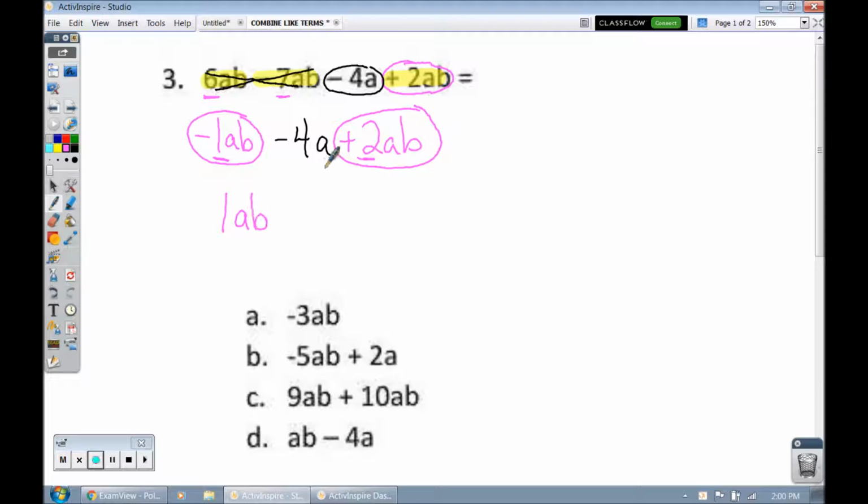1AB. And remember, A's can only go with A's, and I can't combine this guy with anybody. It's all by himself, so we're just going to simply bring him down and match up what we have here. So remember, there's an invisible 1 right here. That's positive 1AB minus 4A, so that's going to be our answer, D.